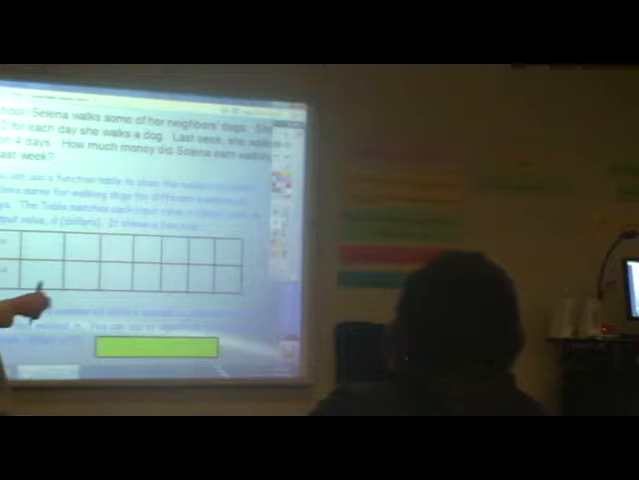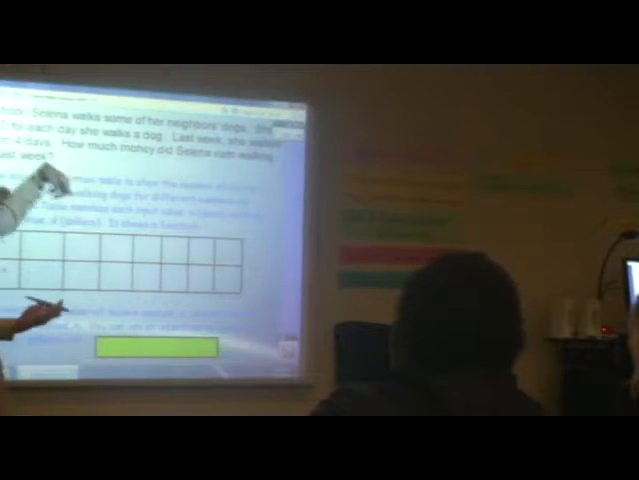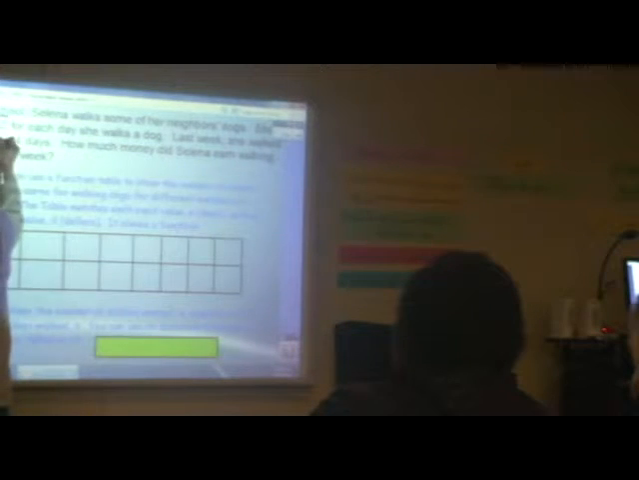Okay, so this is another example which requires a little bit more effort, a little bit more thought. And of course, real world. After school, Selena walks some of her neighbor's dogs. She earns $2 for each day, and when we're doing this in my room, I have them circle the numbers because it brings that to their attention. So she earns $2 for each day she walks the dog. Last week, she walked Bandit.